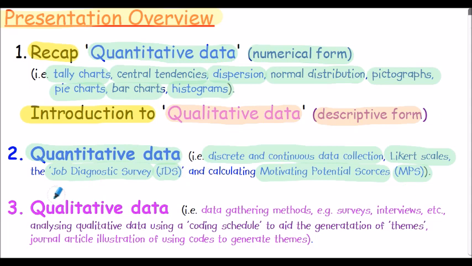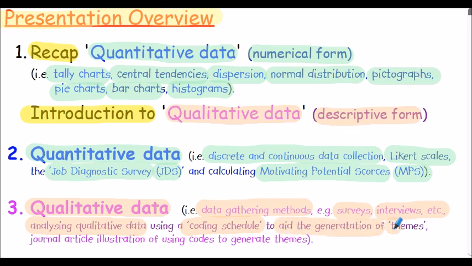In section 3, we now consider qualitative data in more depth. We first of all outline some data gathering techniques used to obtain qualitative data, such as surveys, interviews, etc. We consider the analysing of qualitative data using what's termed a coding schedule. There are many different forms of coding schedule available. We outline 2 coding schedules here. And coding schedules are used to aid generation of themes that we try and extract from qualitative data.